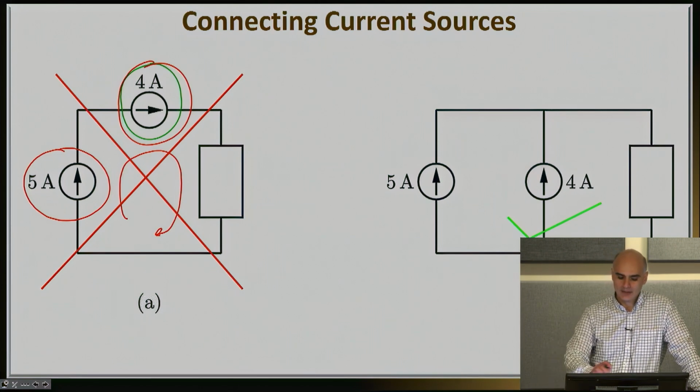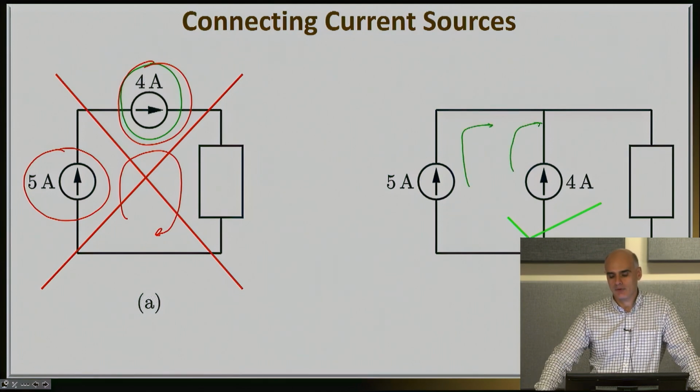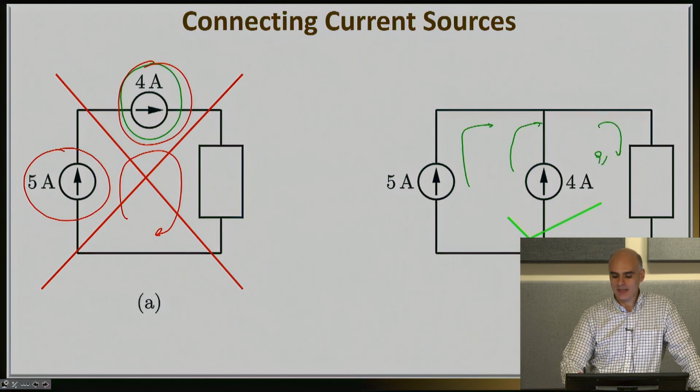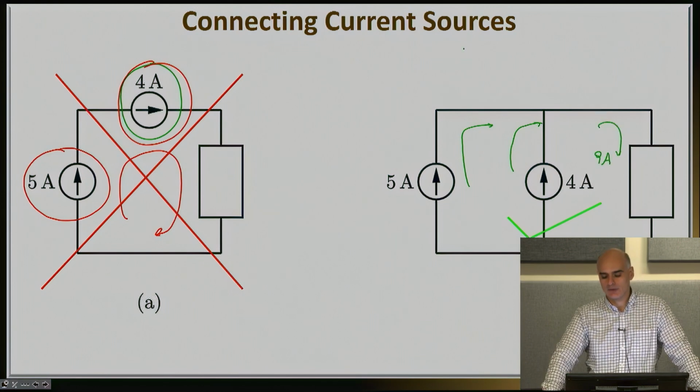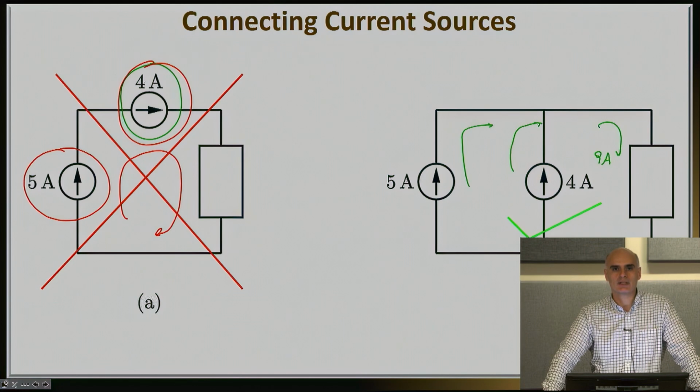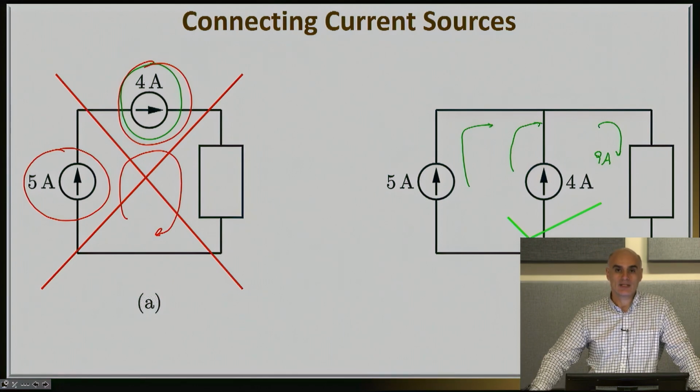On the other hand, connecting the sources in parallel is perfectly fine because each source would contribute 5 amps and 4 amps, resulting in a total of 9 amps flowing through the device, through the circuit, and therefore this is a perfectly safe connection. So that's the end of this video.